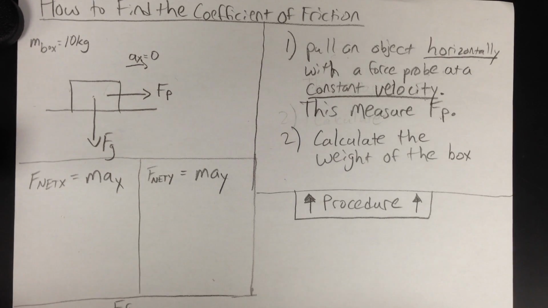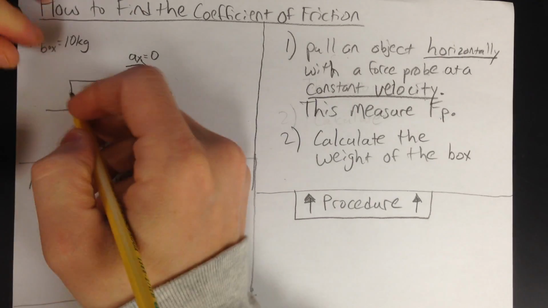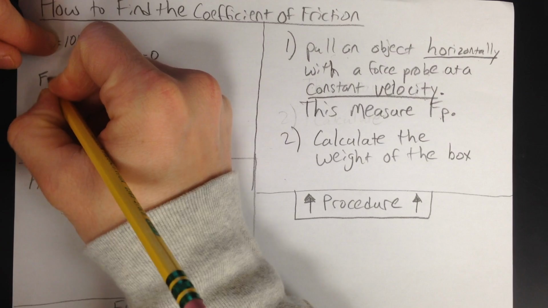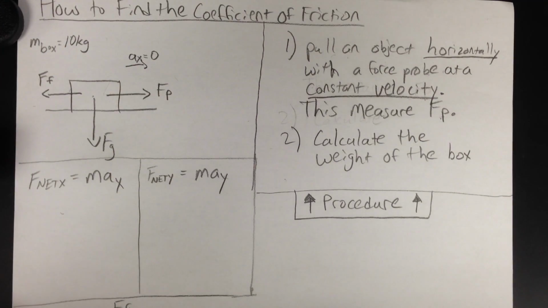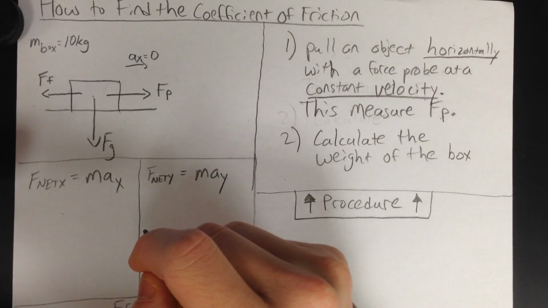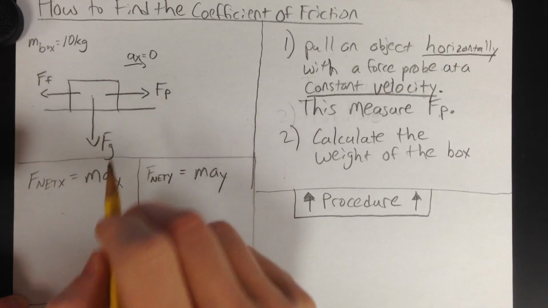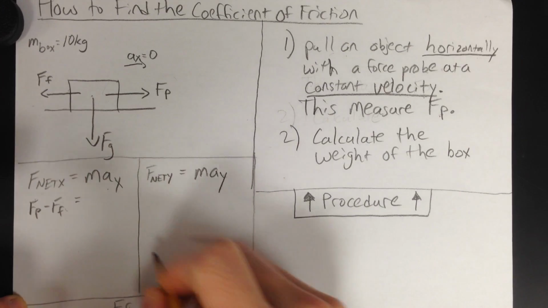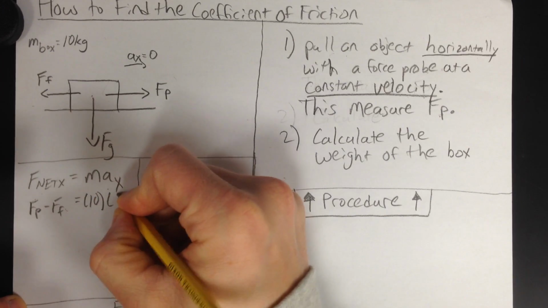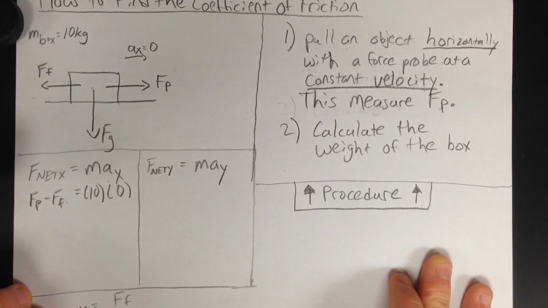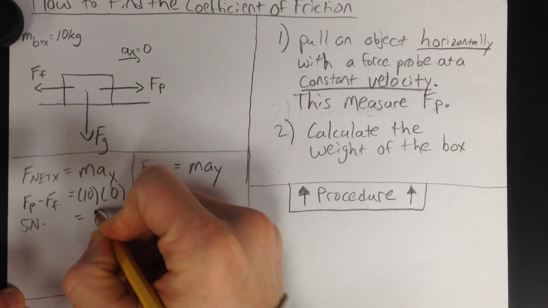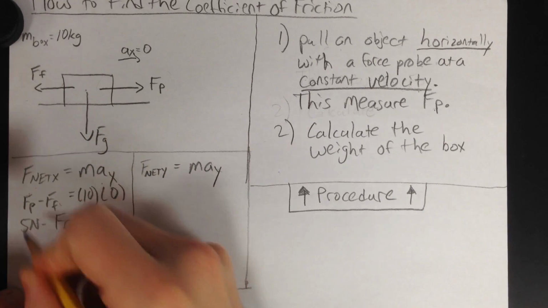That was the first trial in your lab in the hallway. When you pull at constant speed, we know something about Fp and Ff, the force of friction on this object that we're sliding. If we apply Newton's second law, the net force is Fp minus Ff in the x direction, equals mass, 10 kilograms, times acceleration, 0. So if we pulled with 5 newtons, 10 times 0 is 0, which means the force of friction would be 5 newtons.